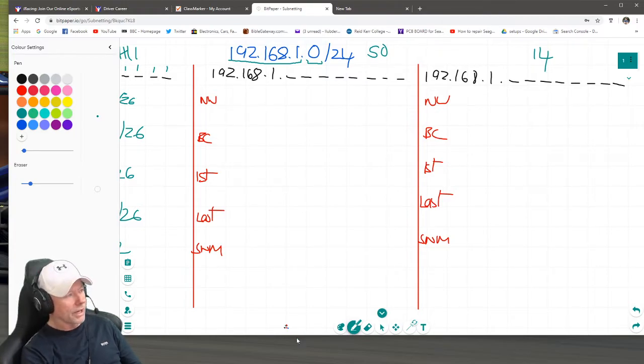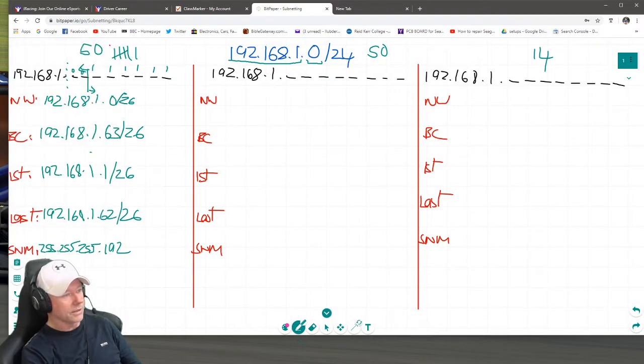Let's be crazy here, right? Let's in our world have a different colour of pen for a different network. You can do whatever you like in your world, but in my world, I'm going to have that colour. Well, I don't know what that colour is. It's nice, isn't it? Look at that. Oh, yeah. I've got a lipstick that colour.